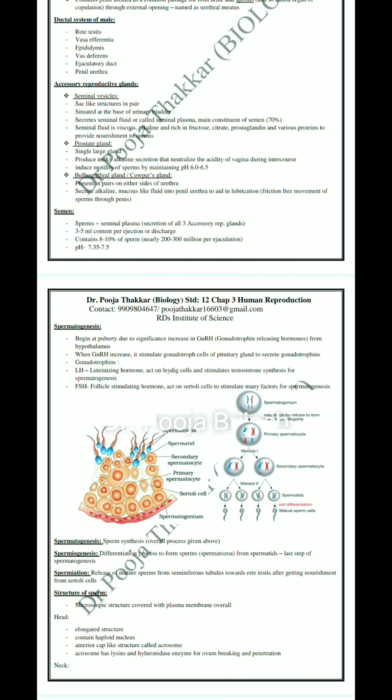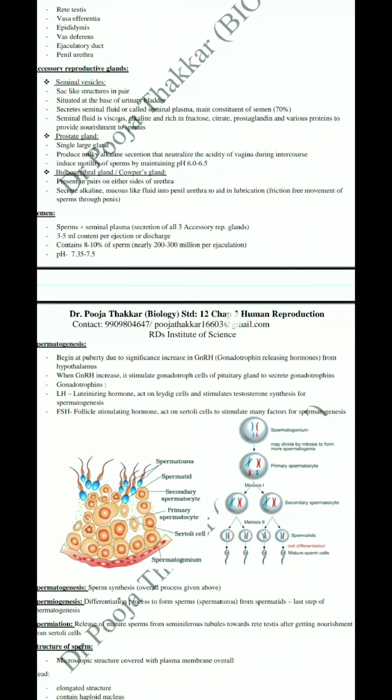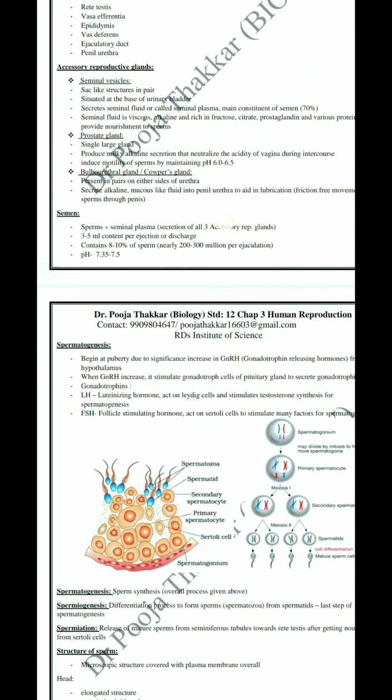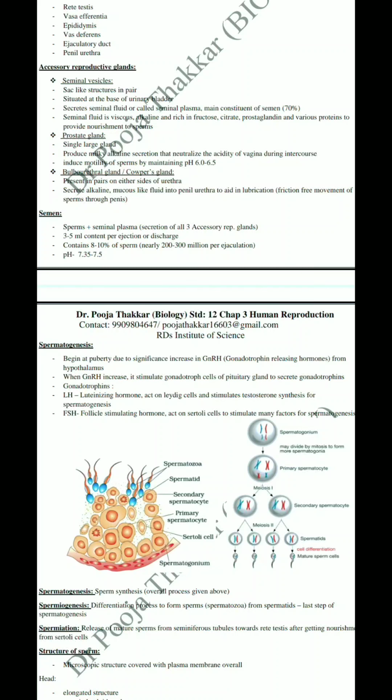We are in the last session of human reproduction, that is the male reproductive system. In the last session, we have discussed the ductal system of a male. In this particular session, we are discussing accessory reproductive glands. We have already discussed a little bit of them.